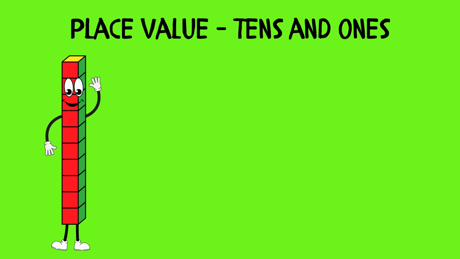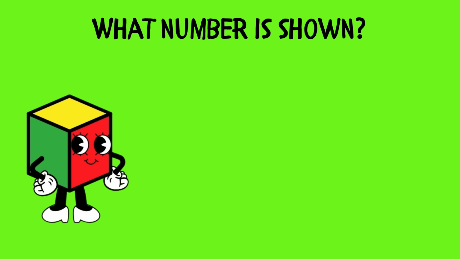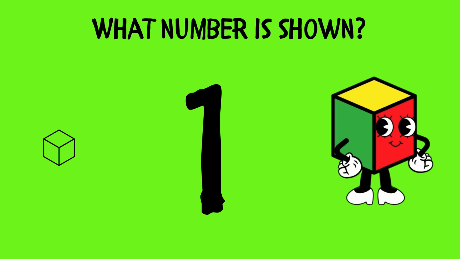Hi, what's your name? How old are you? It's nice to meet you. My name is Rod, and I am 10 because if you count how many blocks I have, there are 10. So whenever you see me, remember I'm 10. Hi, I see you've met Rod. He's 10. My name is Block, and I am 1 because if you count how many blocks I have, there is 1. So whenever you see me, remember I'm 1.